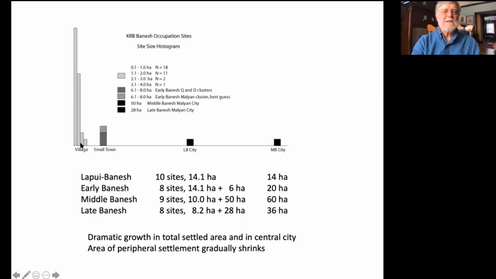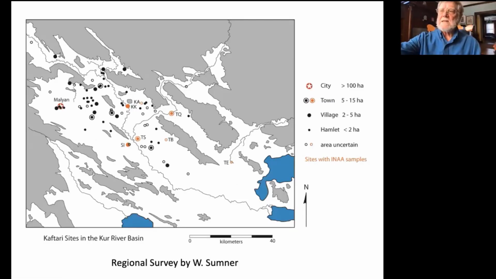Now we look at the Kaftari settlement distribution, and it's completely different. This map is based on data from Bill Sumner's surface surveys, so it doesn't separate early Kaftari and main Kaftari. That means that the map represents 600 to 800 years worth of settlement on one little map. So approach it with some caution.